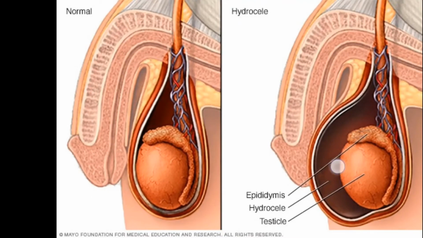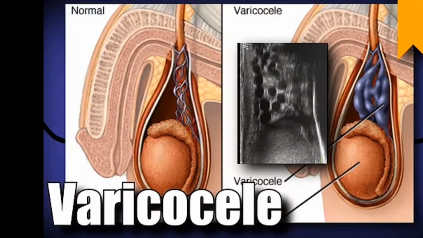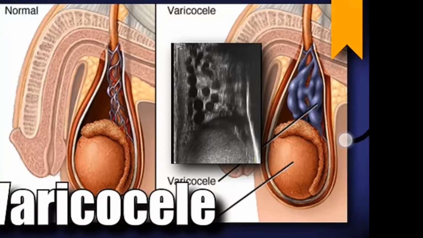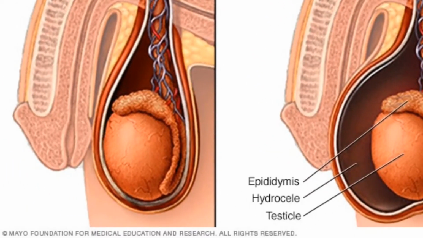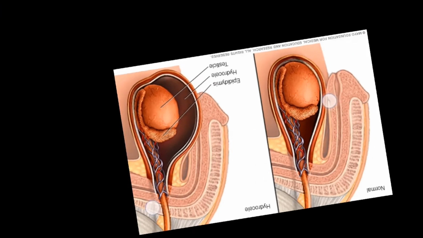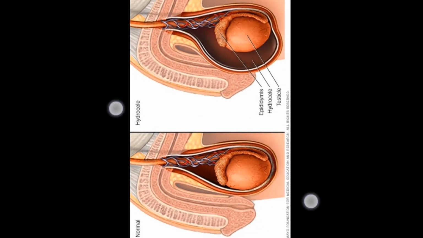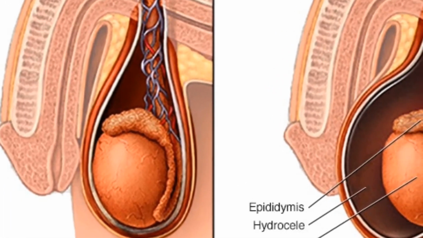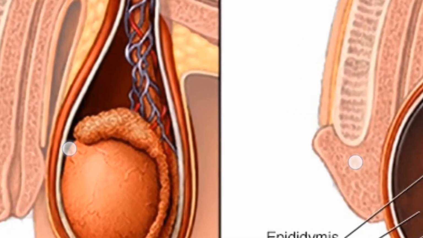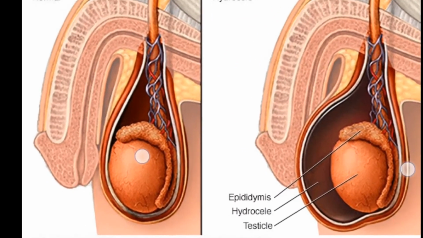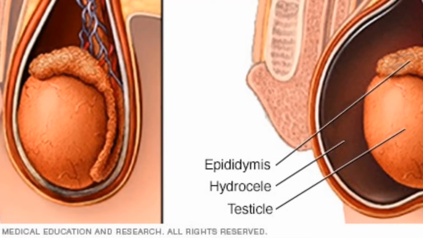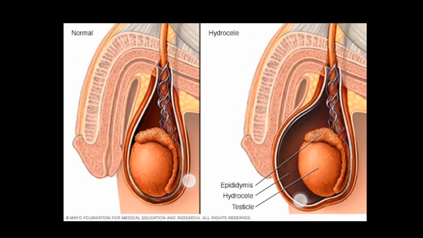What happens in the varicocele? There is the dilation and the tortuosity of the veins of the pampiniform plexus. But in hydrocele, what happens? There is the accumulation of fluid in the tunica vaginalis. So see, in normal, the tunica vaginalis is completely attached, but in the hydrocele, there is the accumulation of fluid in the tunica vaginalis. So this condition is called hydrocele.